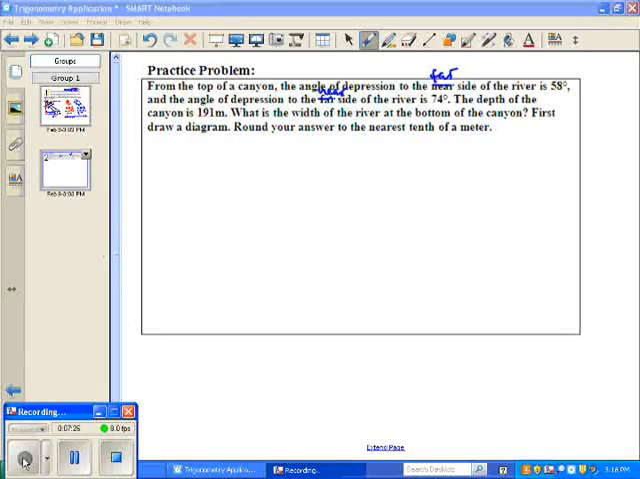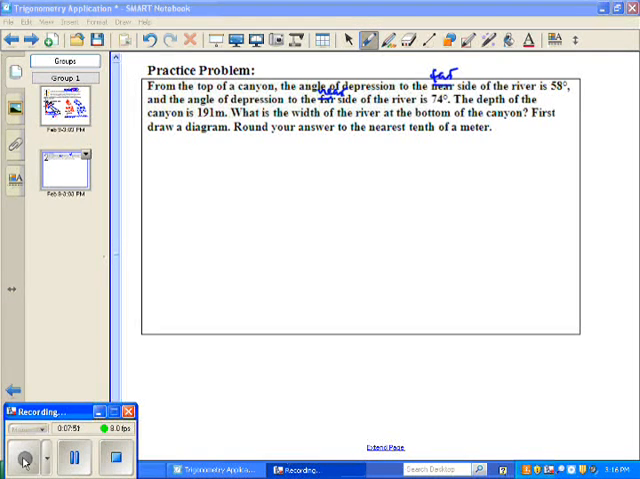Okay, so from the top of a canyon, the angle of depression to the far side of the river is 58 degrees. The angle of depression to the near side of the river is 74 degrees. The depth of the canyon is 191 meters. What is the width of the river at the bottom of the canyon? First, draw the diagram. Round your answers to the nearest tenth of a meter.